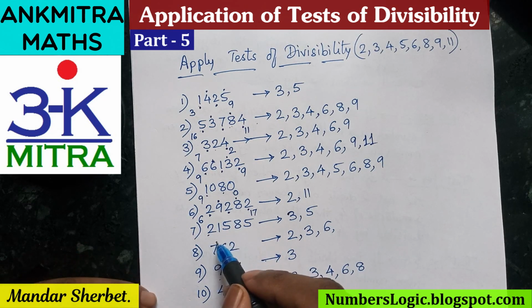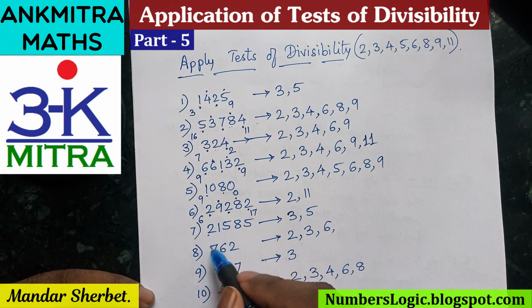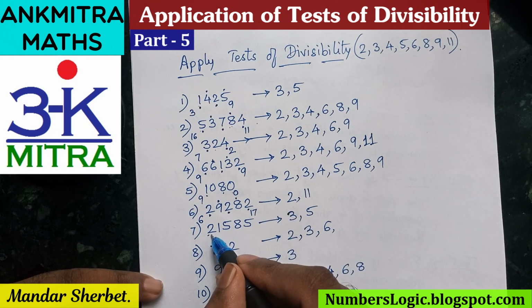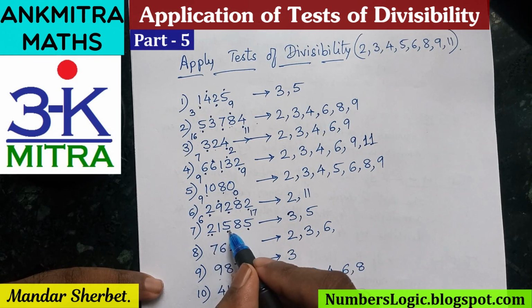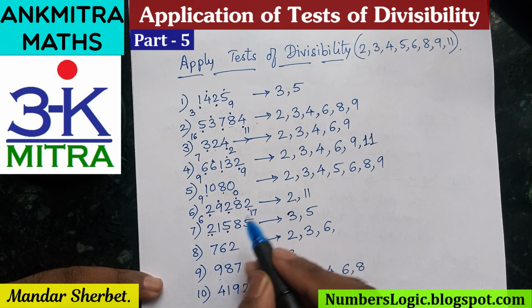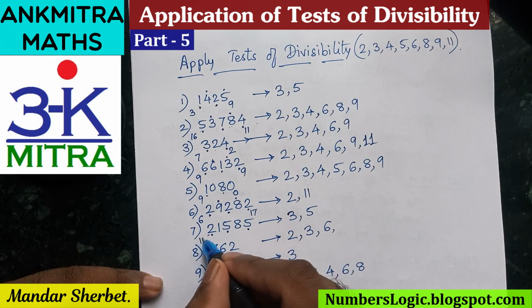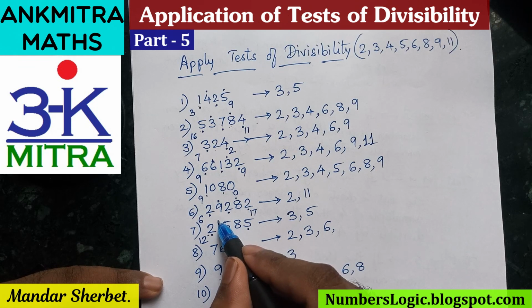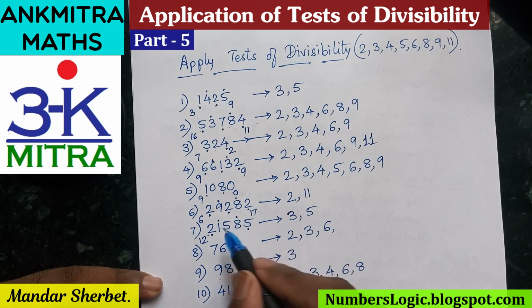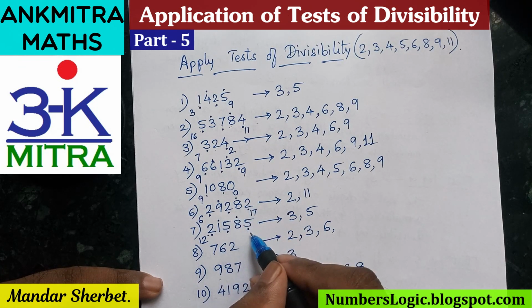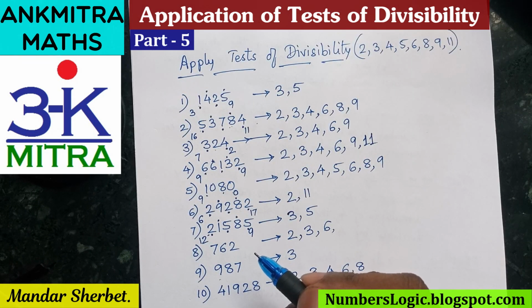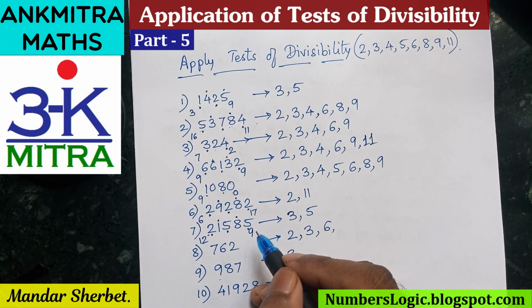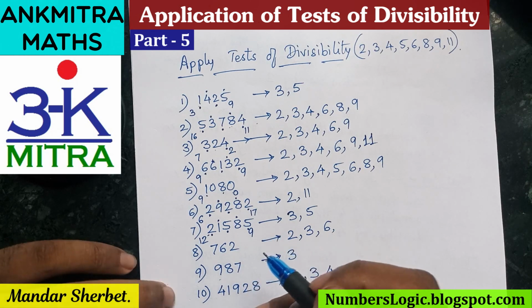Moving to the next number, 21,585. The first pair, the alternate pair of numbers, is 2, 5, 5. That is 2 plus 5 is 7. 7 plus 5 is 12. And the other pair has 1 and 8. So 1 plus 8 is 9. So the difference between these two numbers is 3. That means this number will also not be divisible by 11.